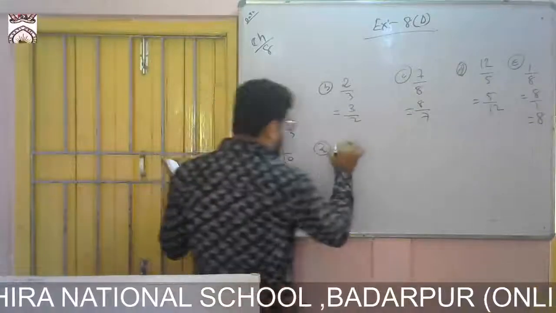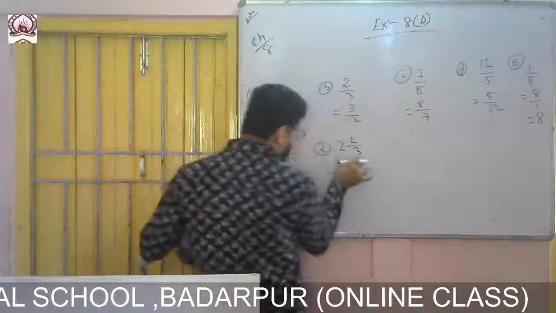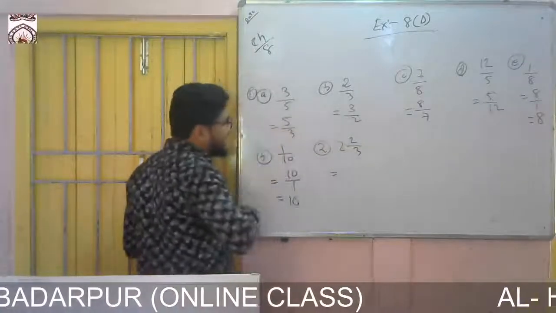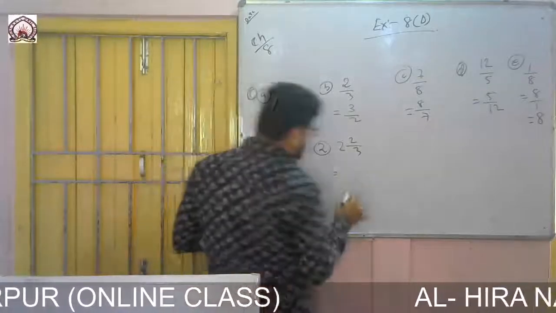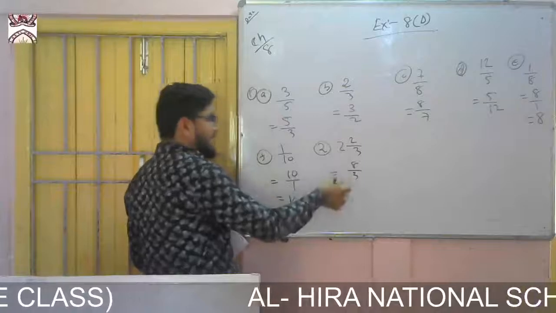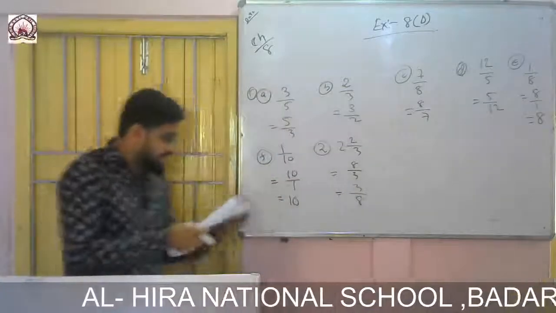2 by 3. So 2 by 3, that means first you break this mixed fraction: 3 to the 6 and numerator 2, 6, 7, 8. 8 by 3. So now you interchange this one. It will be 3 by 8.